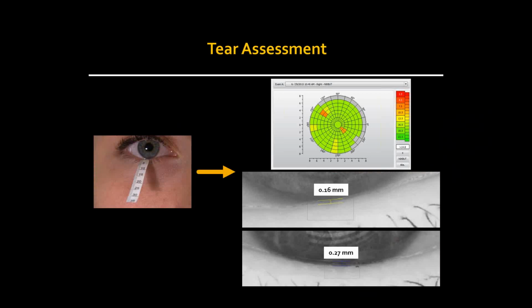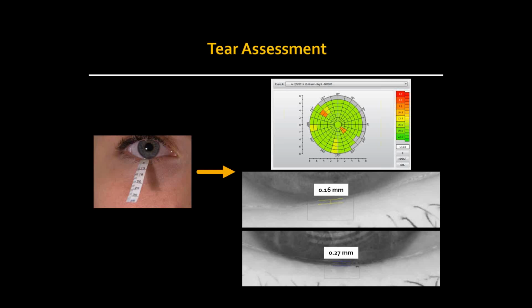I don't know how many of you have had a Schirmer strip in your eye, but I certainly have, and it is not the most comfortable type of assessment. It is invasive in order to measure quality of the tear itself. Specifically, we're looking at tear volume.